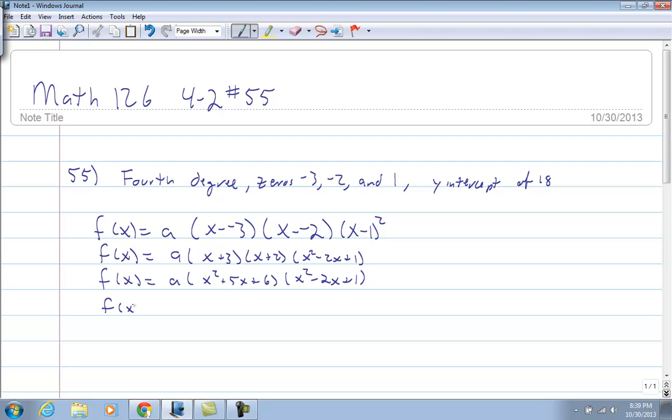So our f of x is a times x squared times x squared is x to the fourth. X squared times minus 2x is minus 2x cubed. X squared times 1 is x squared. 5x times x squared is 5x cubed. 5x times minus 2x is minus 10x squared. 5x times 1 is 5x. 6 times x squared is 6x squared. 6 times minus 2x is minus 12x. And 6 times 1 is 6.